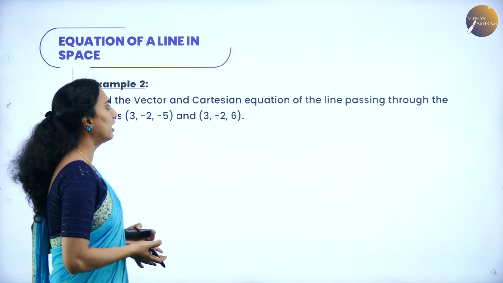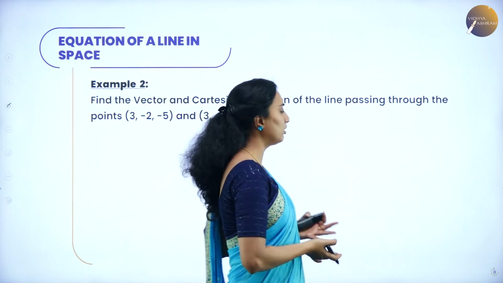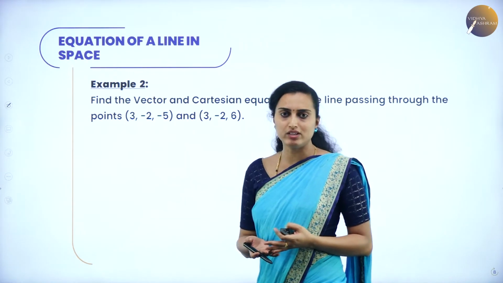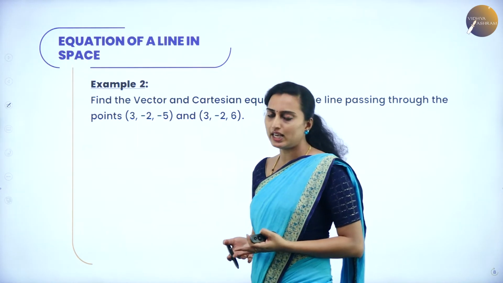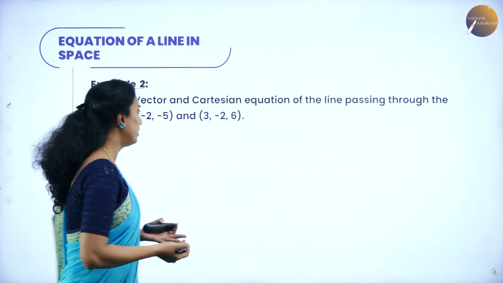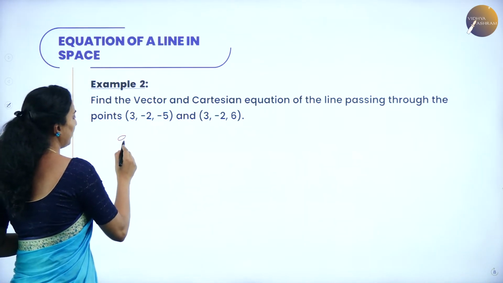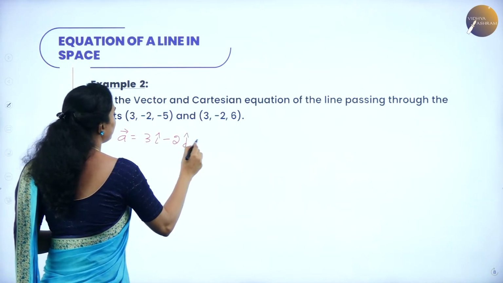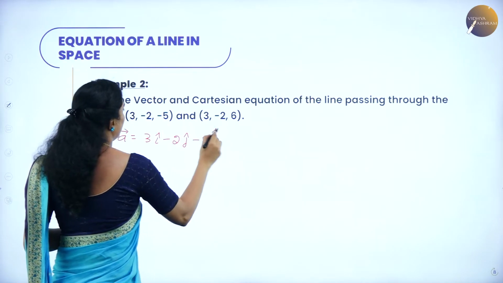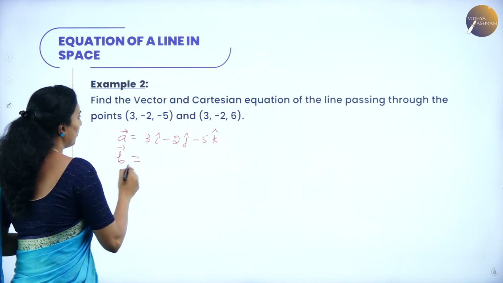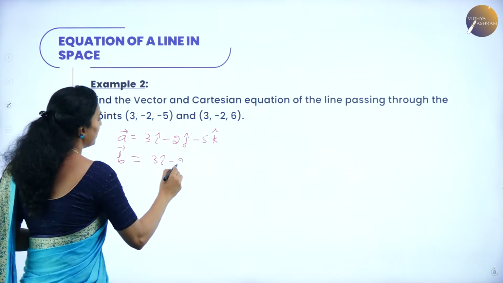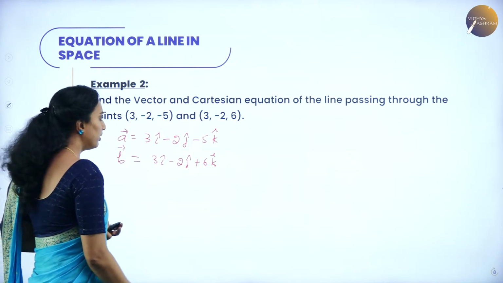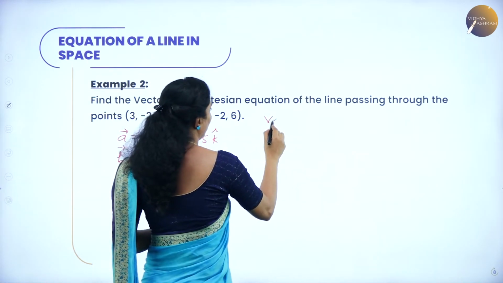Find the vector and the Cartesian equation of a line passing through the two given points (3, -2, -5) and (3, -2, 6). The same procedure as we have done in the last case. Let me write directly: the a vector is 3i minus 2j minus 5k. Similarly, the b vector is 3i minus 2j plus 6k. Correct? Now, let me do the vector form.